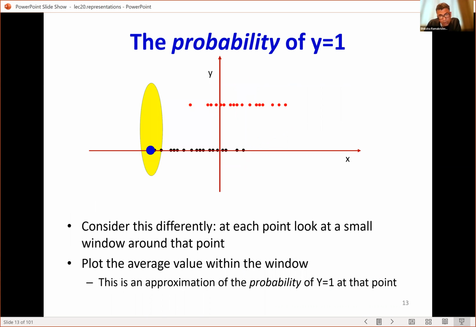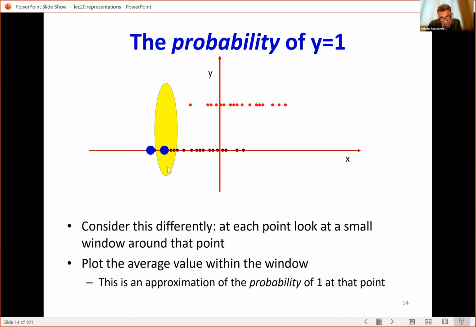But then let's take a look at this slightly differently. And we've seen this earlier too. At each point, instead of looking at just that value of x, let's take a look at a small window around that point. And now we plot the average y value within that window. This average y value is an approximation of the probability of y equals 1 at that point. And so here, because all of the training instances belong to class 0, your best guess for the a posteriori probability of 1 given x is going to be 0.